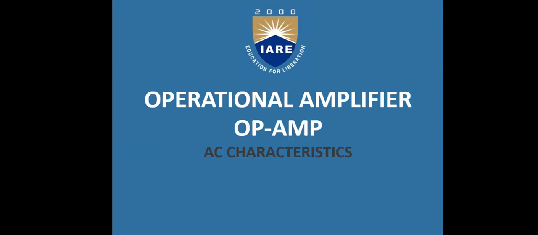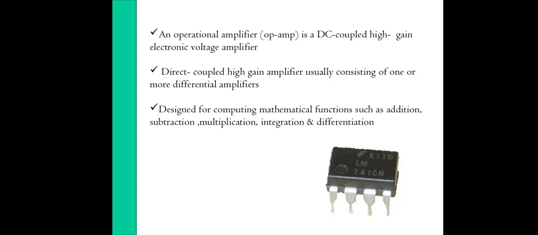Today, my topic is operational amplifier and AC characteristics. An operational amplifier, op amp, is a DC coupled high gain electronic voltage amplifier. It is a direct coupled high gain amplifier usually consisting of one or more differential amplifiers, designed for computing mathematical functions such as addition, subtraction, multiplication, integration, and differentiation.